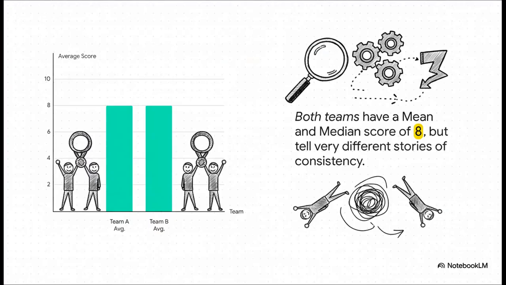Take a look at this case. We've got 2 teams. Team A is incredibly consistent. Every single person scored an 8. Team B is kind of all over the place. But here's the crazy part. If you calculate the mean and the median for both of these teams, you get the exact same number, 8. So the center is identical, but the stories they tell are completely different.